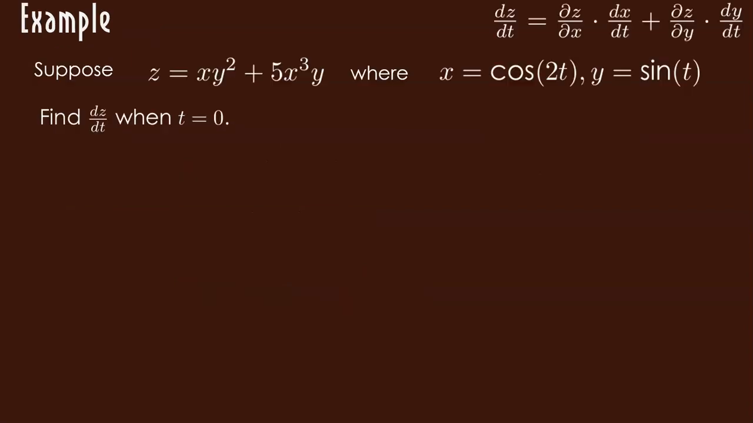Let's look at an example. Suppose I have z equal to xy squared plus 5x cubed y, where x is cosine of 2t and y is sine of t. I want to find dz/dt when t is equal to 0.